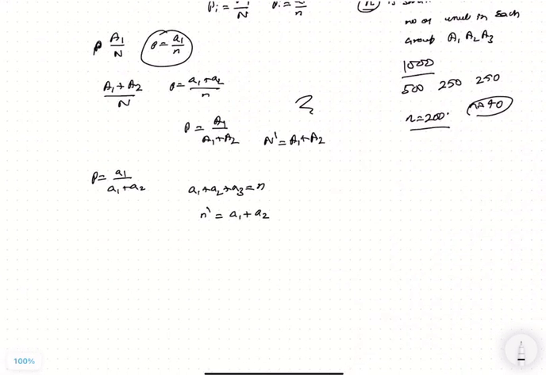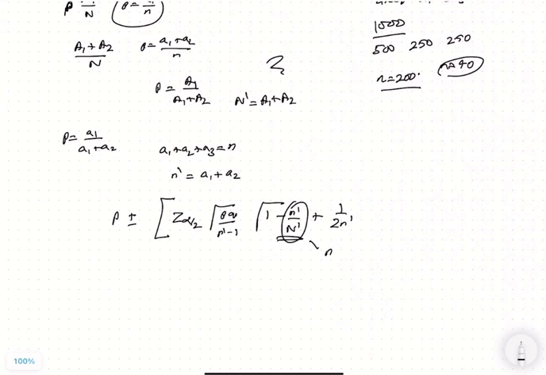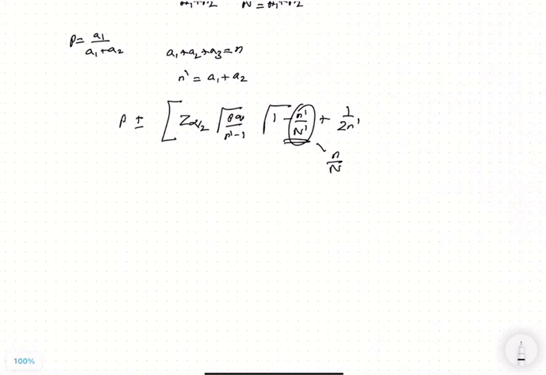Then you can obtain the confidence interval here, which is just going to be p plus minus z half times the square root of pq upon n dash minus 1, multiplied by 1 minus n dash upon N, plus 1 upon 2 n dash. Now again, we need the population P, but we don't know it, so we're just going to substitute it with the sample p, even though this may not be entirely accurate.